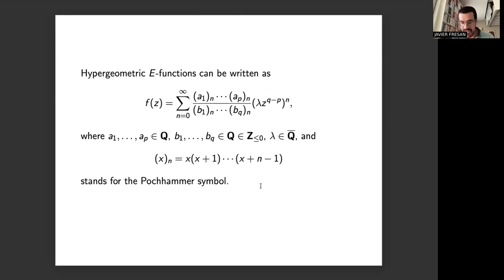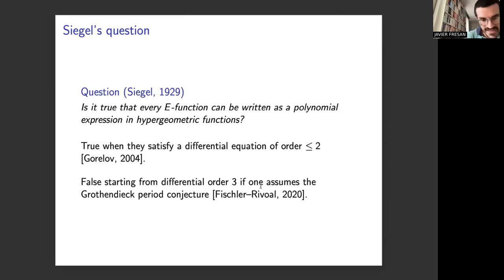Okay, so he proves that these are all E functions. And then he asks the question: from the operations, sums, derivatives, products, and so on, you get many, many more. Is it true that all E functions can be obtained this way, as polynomial expressions in hypergeometric functions? And this happens to be true if the equation is of order one or two. So this is the case of the two functions we saw, the exponential and the Bessel E function. It was proved by Gorelov in 2004.